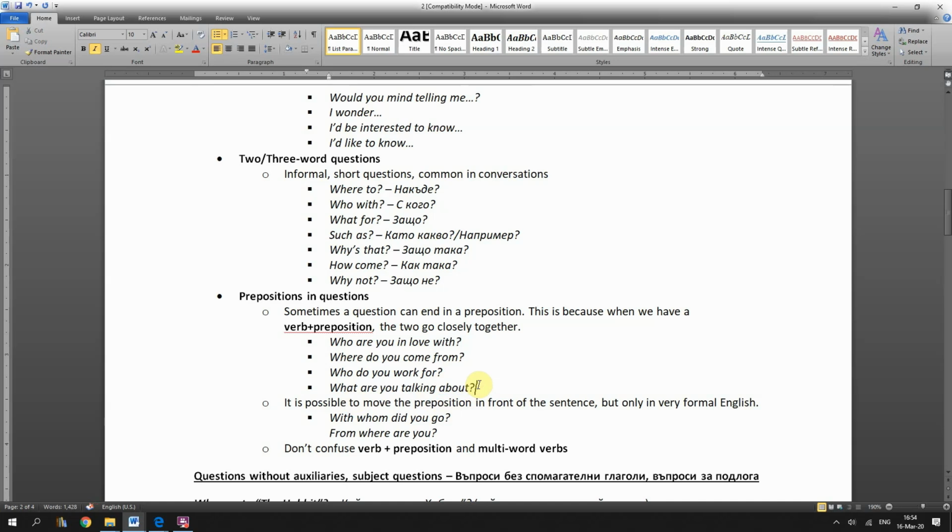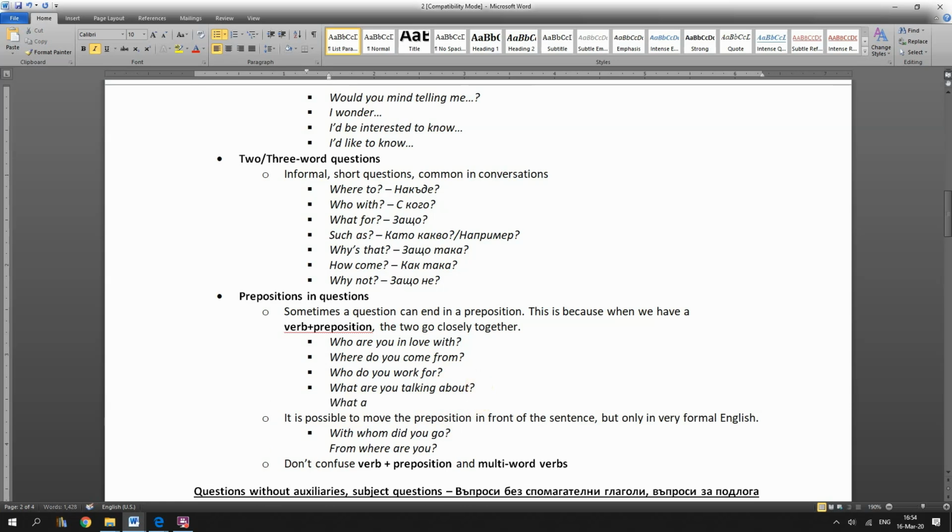Usually these are because the verb is with a preposition, like in the case of what are you looking for? Here, look for is a phrase, so we need to put them together. I can't say for what are you looking. But yes, this is important to consider when you're making questions with prepositions. Usually the preposition is in the end of the sentence. Only in very formal English can you say something like this. With whom did you go? Instead of who did you go with? But it's not necessary.